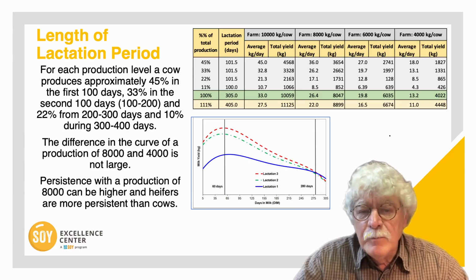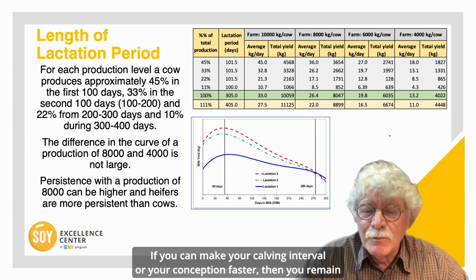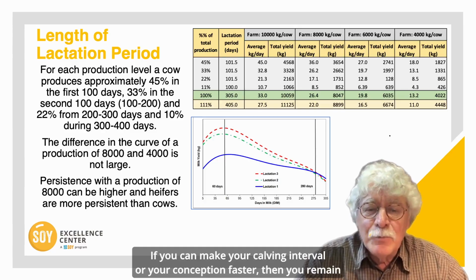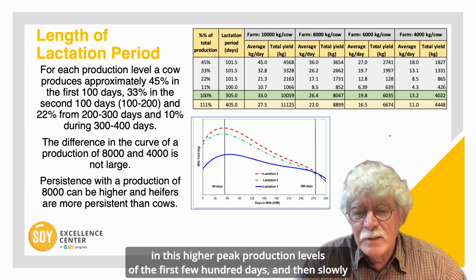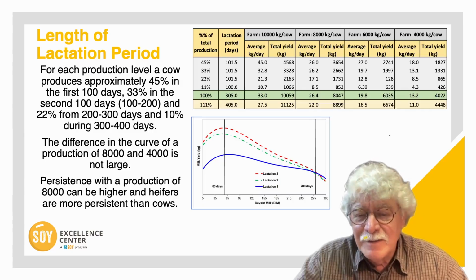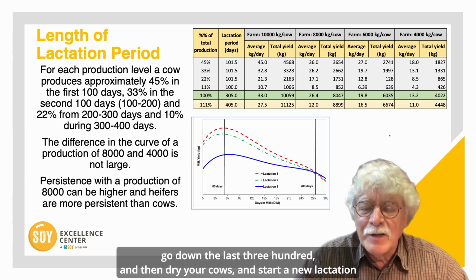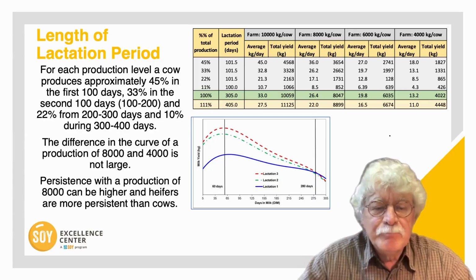So if you can make your calving interval or your conception faster, then you remain in these higher peak production levels of the first few hundred days, and then slowly go down to the last 300 and then dry your cows and start a new lactation 50, 60 days later.